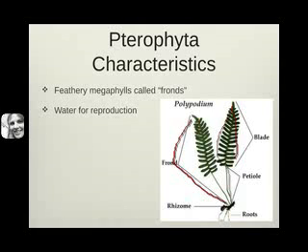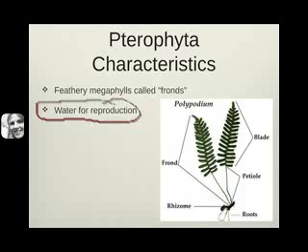And although these have vascular tissue, they are still seedless plants. So they don't produce seeds, they don't produce fruit, they don't produce flowers. And they are dependent on water for reproduction. And I'll explain. Very, very similar life cycle, in fact, to the mosses. And we'll look at why they require water for reproduction in the upcoming slides.